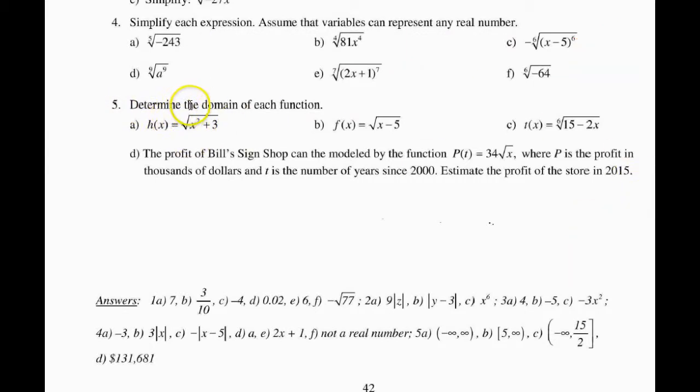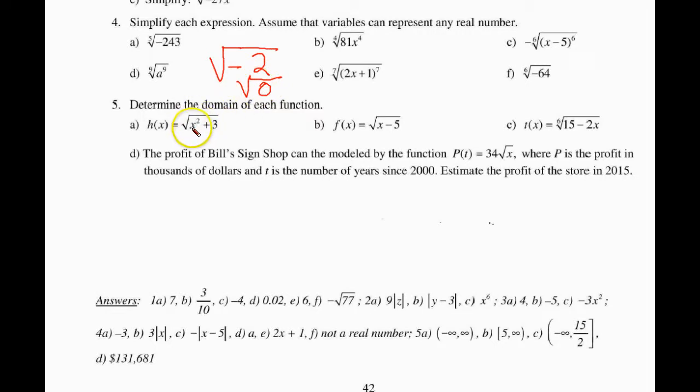Here they want us to determine the domain of each function. Now, remember, we cannot have a negative value under the radical sign if it's an even root number, index number. So the smallest value we can have under the radical sign is 0, because as it gets smaller than 0, it's negative. But 0 is okay.